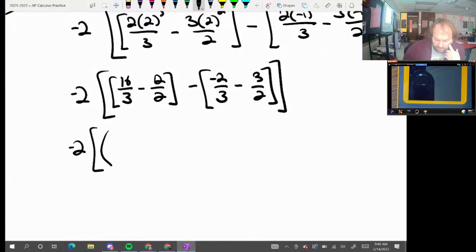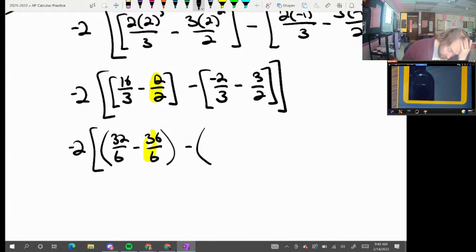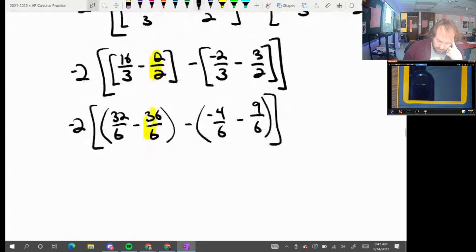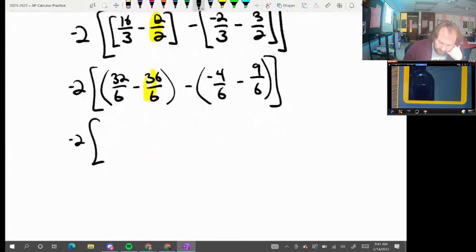If I multiply that by 2, that's 32 over 6 minus 36 over 6. I think I got that right. Times 3, yeah. Oh, they're both equal to 6. What am I thinking here? That's 6 also. Minus, in this parentheses, we're going to have -2 over 3 is equal to -4 over 6. And let's see, 3 over 2 is the same thing as 9 over 6. Okay, let's keep going. 32 minus 36 is -4 over 6 in that first chunk. And over here, that's -4 minus 9, that's -13 over 6 over there.